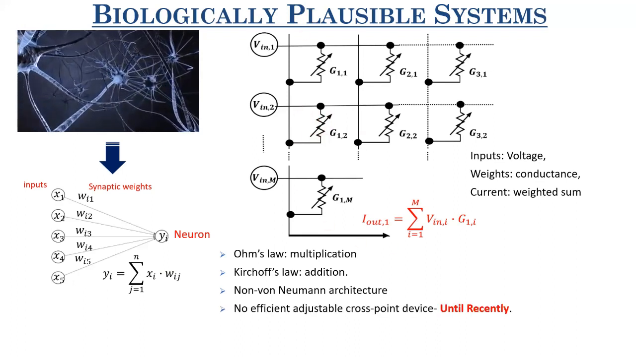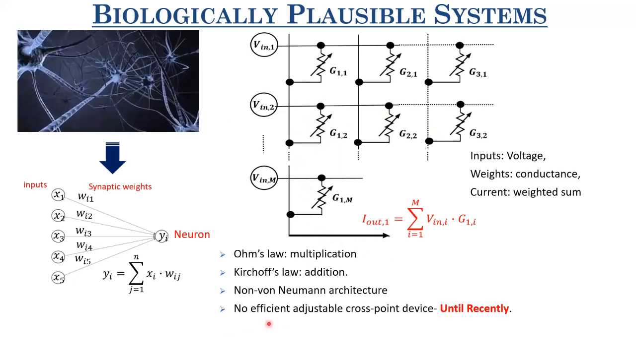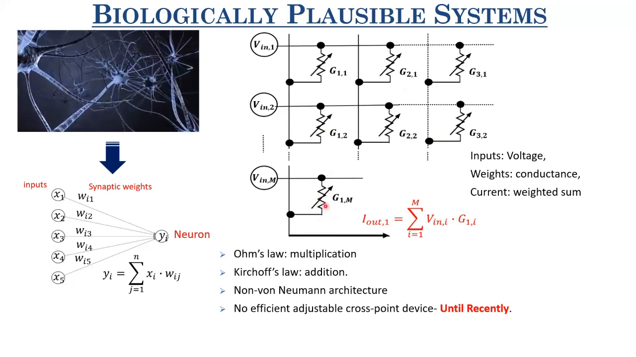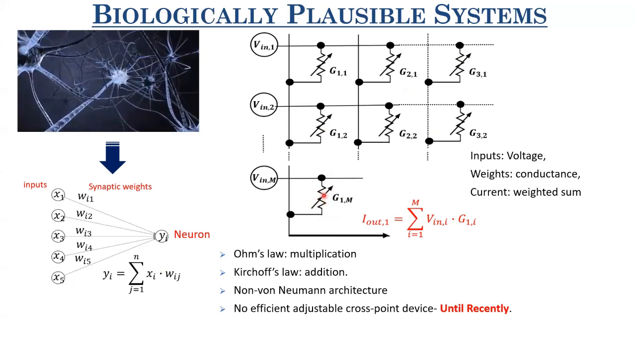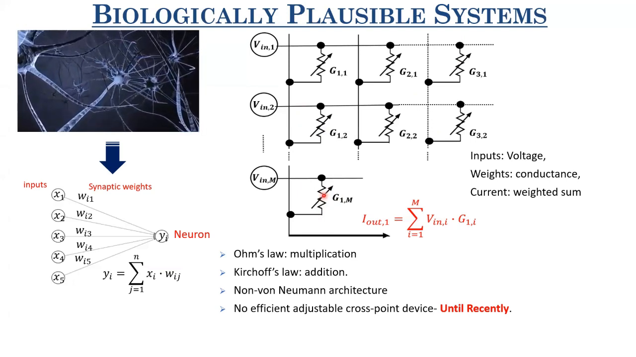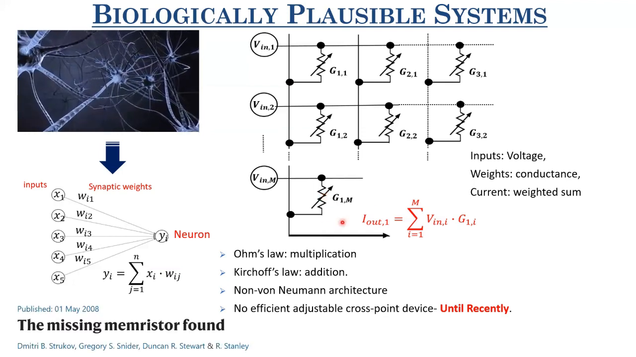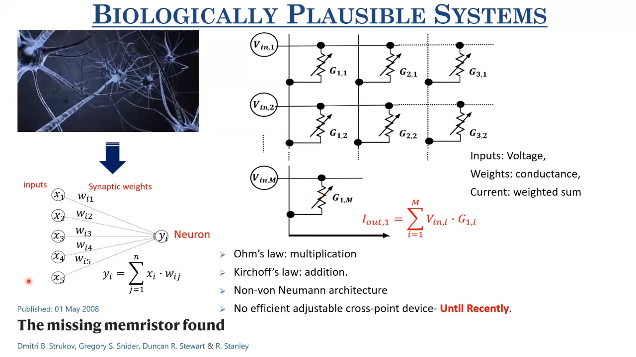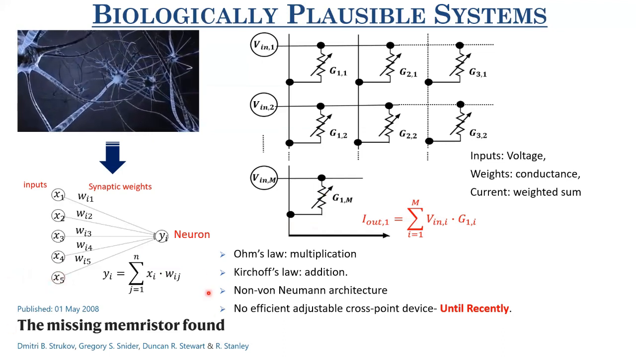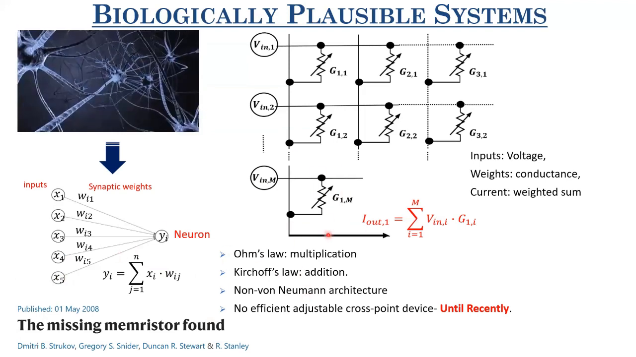Also, the reason why these circuits could not become popular until recently was that there were no efficient adjustable conductances or adjustable cross-point devices which would store the data, and where you can change the data just by applying electrical pulses. What happened recently? In 2008, my postdoc supervisor, Professor Dmitry Strukov at University of California, Santa Barbara, found the missing memristor. And those memristors could be used as these adjustable cross-point devices.